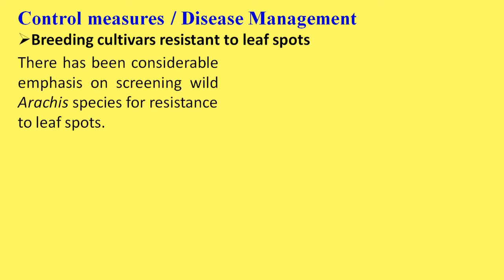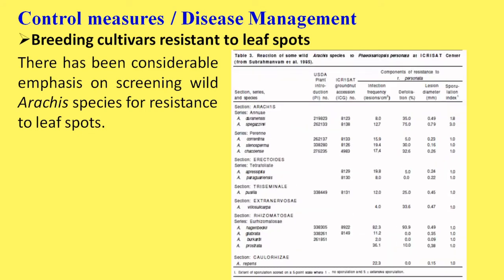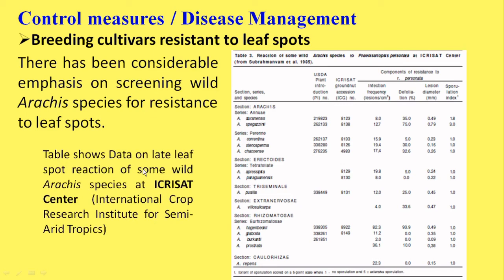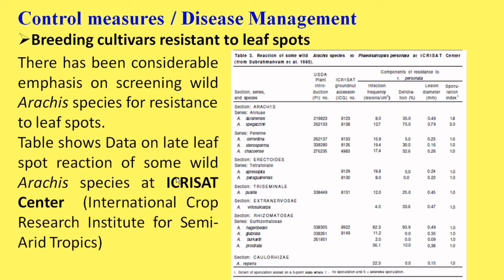Again, an interesting fact is that a considerable emphasis has been given to screening of wild races, or simply called wild species of Arachis or groundnut species, for disease resistance to leaf spot. Now this particular data provides you the information about the efforts that were made by ICRISAT.